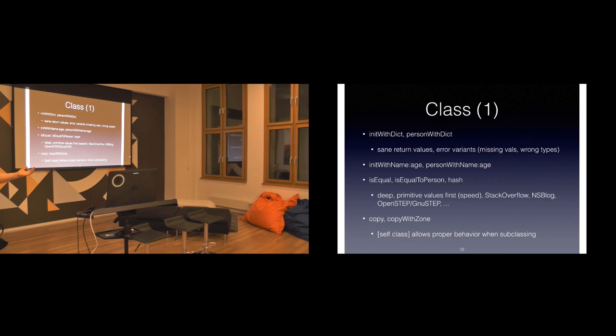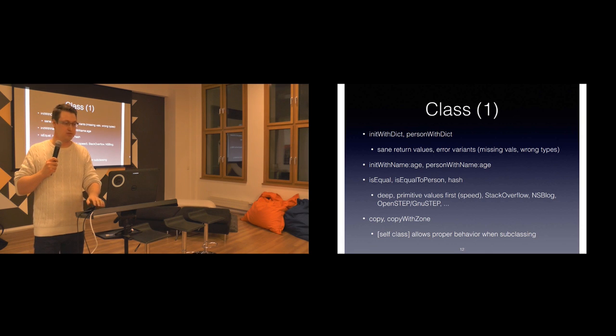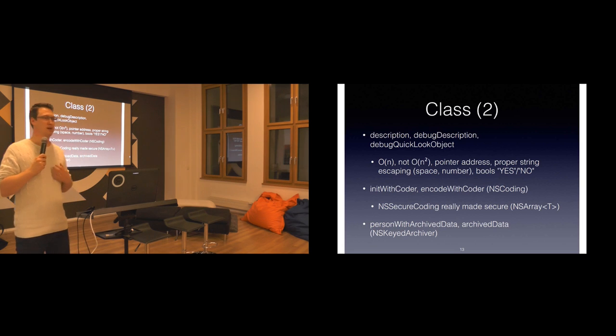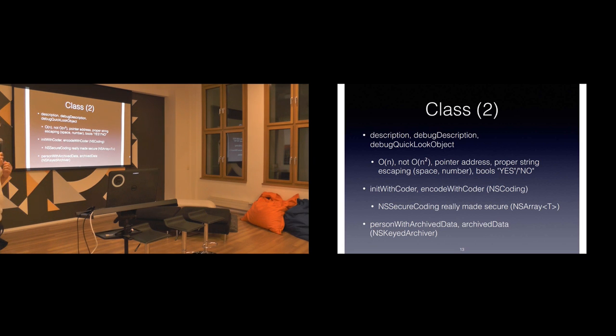I mean, you can just have it and it doesn't cost you anything. Also, copy with zone, and copy is implemented. I'm using self class, so if you make a copy of a subclass, then everything works fine. I have description, debug description, quick look description. If you don't know quick look description, this allows you, if you hover over your class, over your object while in the debugger, it will show a description right as a tooltip, right at the spot. So this is nice and free.